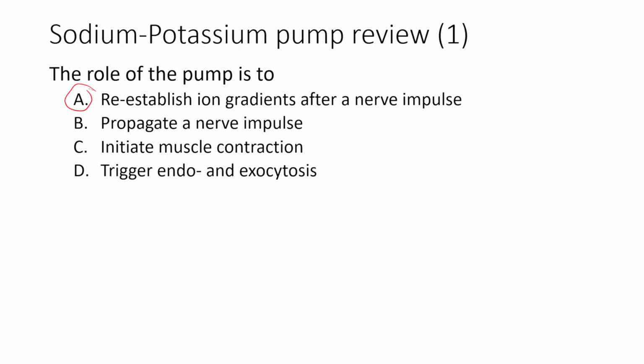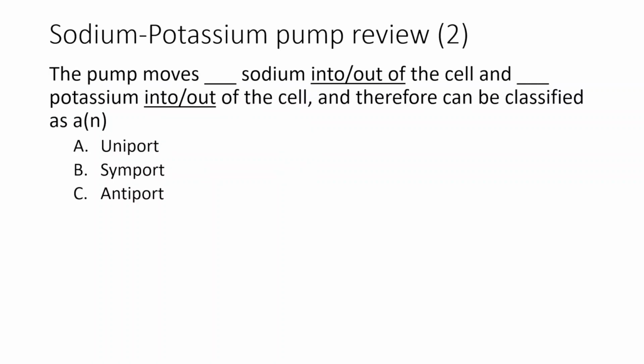Yeah, so the sodium-potassium pump's role is to reestablish ion gradients after a nerve impulse. So let's talk about what it does. The pump moves sodium, right? How many sodium ions does it move each cycle? 3, yep, I'm seeing 3s. And does it move sodium in or out of the cell? Sodium goes out.